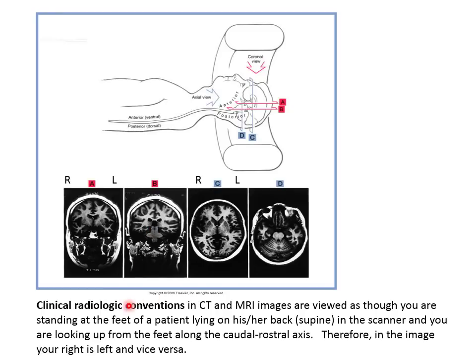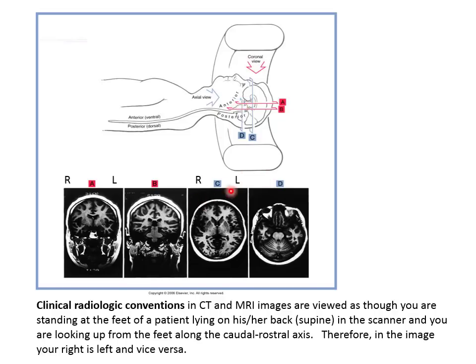Now, there's a clinical radiological convention for both CT and MRI images, and that's shown here. And that is, they're taken as if you are viewing the individual patient from standing at the feet of the patient and looking up towards the head, with the patient on their back in a supine position in the scanner. In this case, what you're looking at on your left is actually the right side of the brain, as you can see for this individual.